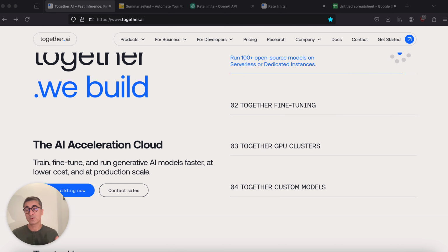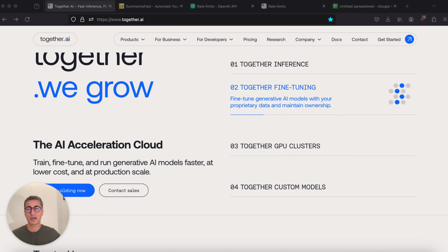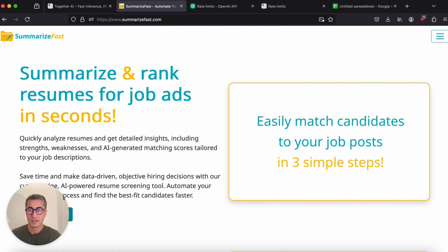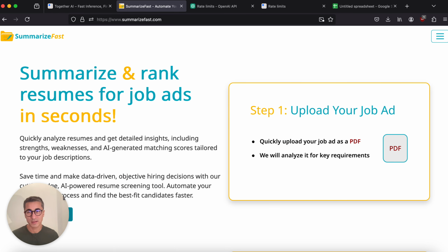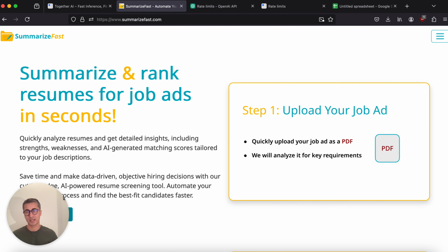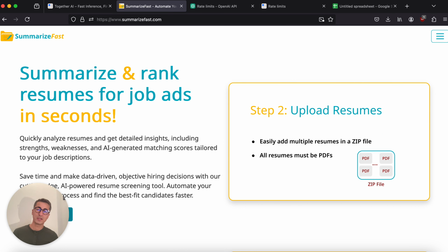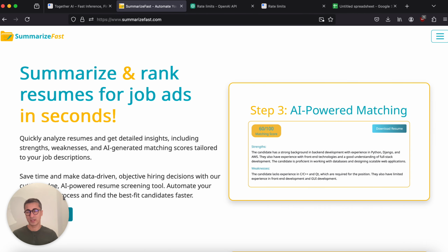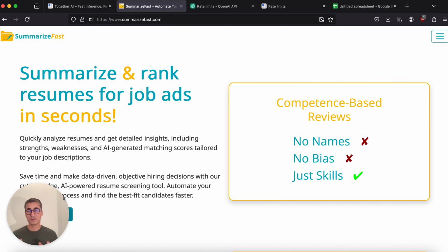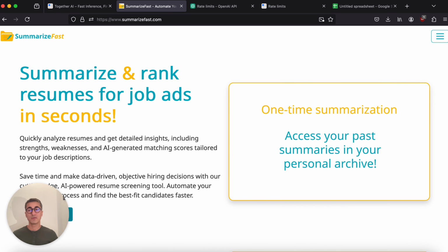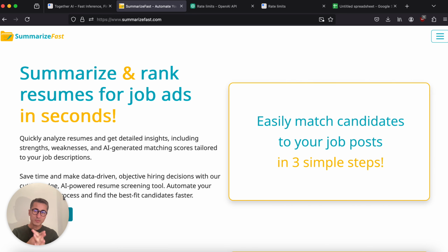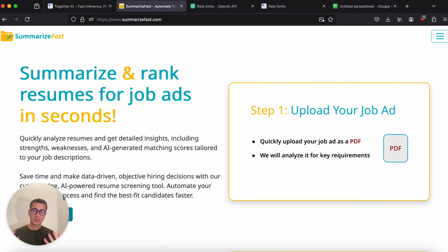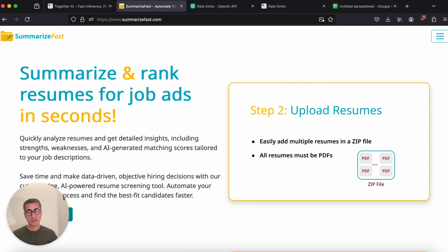To give you some context, let me introduce you to my product very shortly. So Summarize Fast is a product which is developed for recruiters in particular. If a recruiter needs to go through tens, maybe hundreds of resumes for a given job post, if the job is done manually, it's going to take quite a lot of time for the person. And it's going to be very difficult to be objective throughout the process. With the help of this tool, the recruiters will be able to summarize the strengths and weaknesses of the candidates for a given job post very quickly.